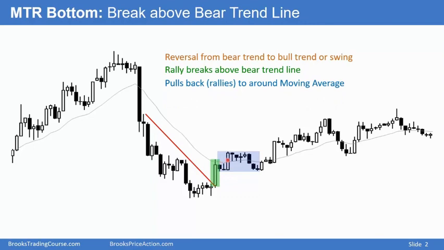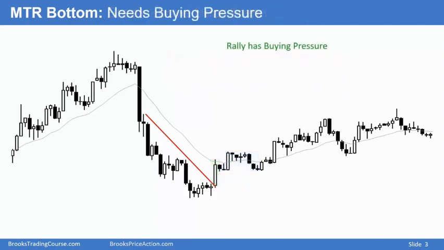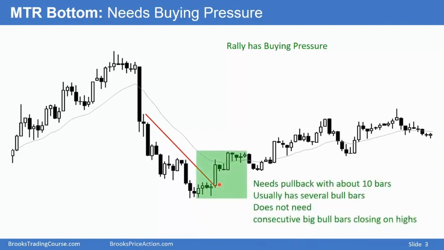Next, you want the pullback to reach the moving average. You want the rally to have signs of buying pressure, for example, big bull bars. You want it to reach the moving average. You want it to get far above the trend line. You prefer the pullback to be 10 bars or so. Sometimes it's fewer, sometimes it's more. You do not need consecutive big bull trend bars closing on their highs, but it's better if you have them. Here we have one big bull trend bar, bad follow through, and then another big bull trend bar, but close above the moving average.